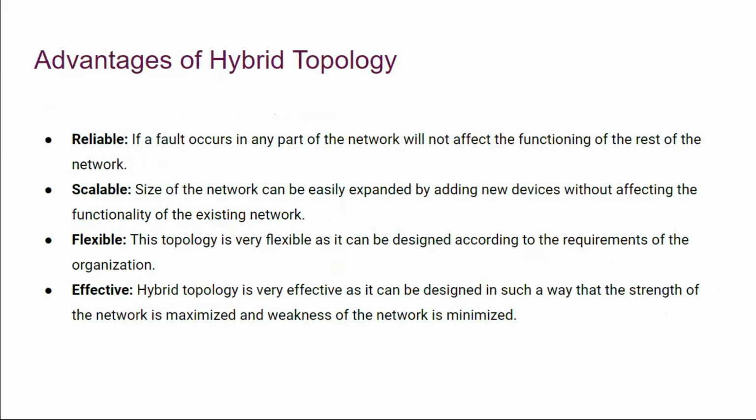So what are the advantages of using a hybrid topology? First one is reliable. Any part of the network will not affect the functioning of the rest of the network. So we have two different topologies in the same network, and if any one part is affected, it will not affect the other parts. And scalable: the size of the network can be easily extended with other devices without affecting the functionality of the existing network. And it is more flexible, and it can be designed along with the requirements of the organization, because we don't want to stick to any one particular topology. If we want to use other topologies and extend the network, that is possible.